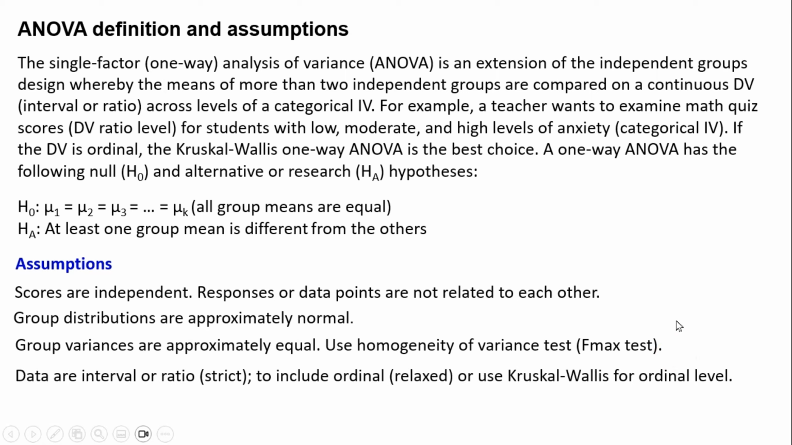The data are interval or ratio level as a strict assumption, to include possibly ordinal as a relaxed assumption for this one. Or if the data are ordinal, you can use the Kruskal-Wallis one-way ANOVA. And then finally, an additional assumption, if you will, is that there are no outliers in any of the groups that are being compared.